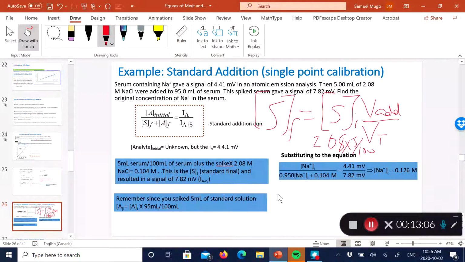Now, the analyte final, on the other hand, remember, equally you did a dilution, so the analyte final is equal to the analyte initial, which I don't know, that's what I'm looking for, times the dilution factor. And the dilution factor in this case is, initially I had 95 ml of the serum divided by the 100 ml of the serum.